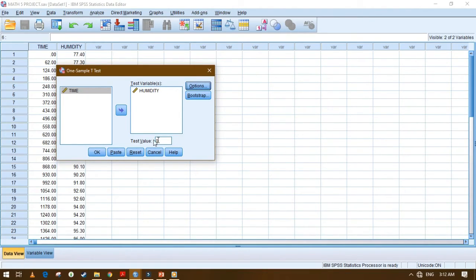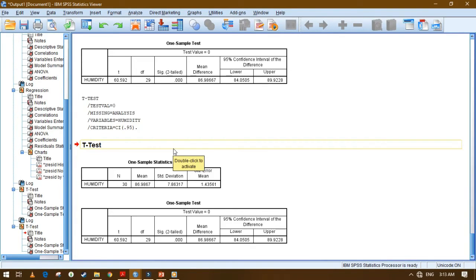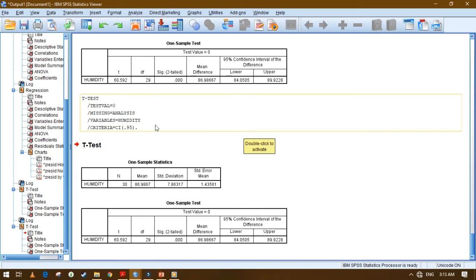For the test value we set 0 because the B0 and B1 is not equal to 0, so we just put it at 0 and click OK. So this is the result of the test. It will show the mean and standard deviation of humidity data. It's same as before.